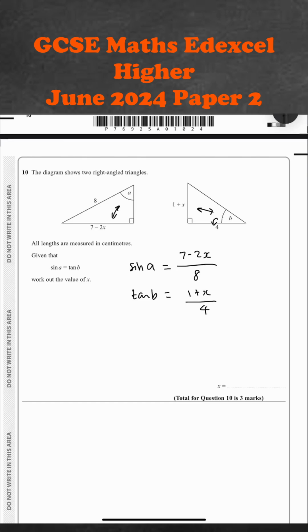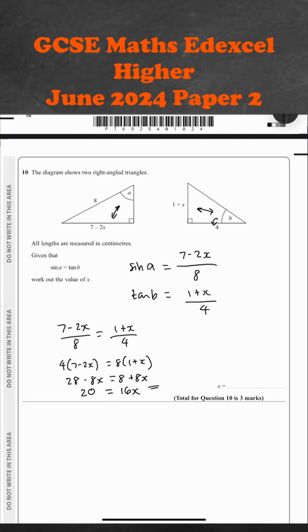And we are told they equal each other. So 7 minus 2x over 8 equals 1 plus x over 4. Multiplying the denominators by both sides gives us 4 lots of 7 minus 2x equals 8 lots of 1 plus x. Expand it out. Add 8x to both sides. Take the 8 onto the other side. Gives us 20 equals 16x. Therefore, x equals 20 over 16, which is the same as 1.25. Just check that on my calculator. Yeah, that's right, 1.25.